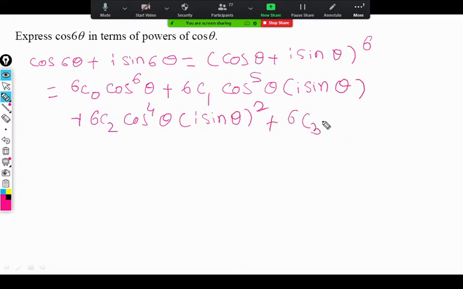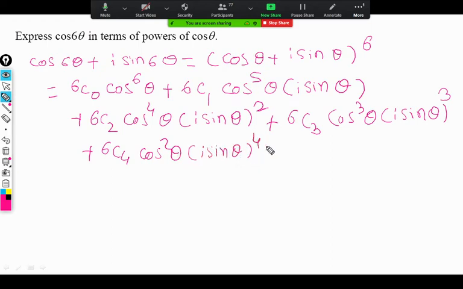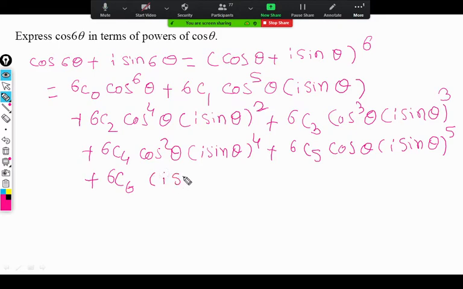Continue the same, n minus r. Plus 6C3 cos cube theta into (i sin theta) cube, 6C4 cos square theta (i sin theta) raised to 4, and 6C5 cos theta (i sin theta) raised to 5, plus the last term 6C6, cos raised to 0 theta, no need to write, (i sin theta) raised to 6. So without a formula, we just wrote a binomial expansion, (a plus b) raised to n, that way. Now we want the formula for cos 6 theta. So what should be the next step?